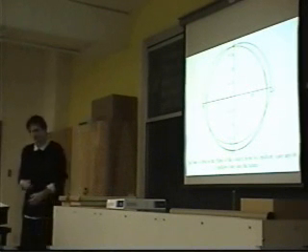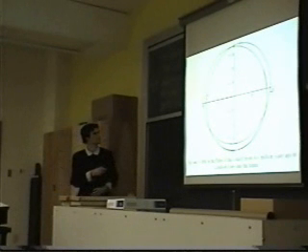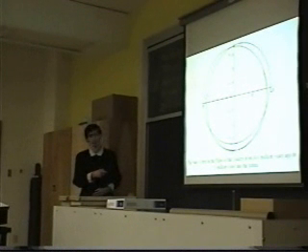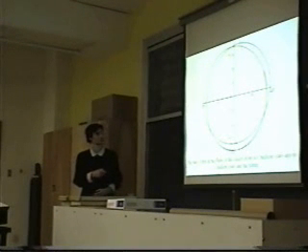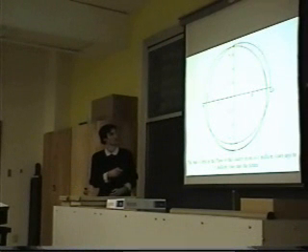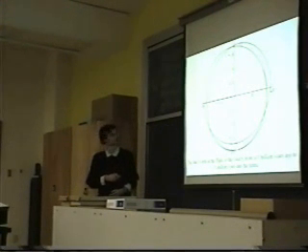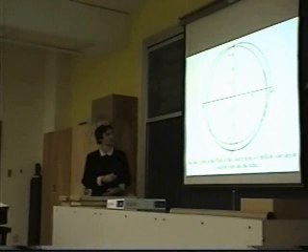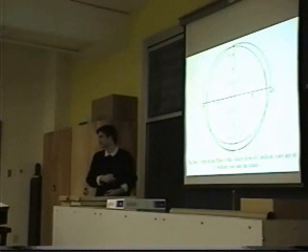Anyways, both the endpoints of this graph, here and here, are perigalacticon passages. So that's the closest approach to the galactic center. And apogalacticon represents the farthest point. And this is all measured in kiloparsecs.